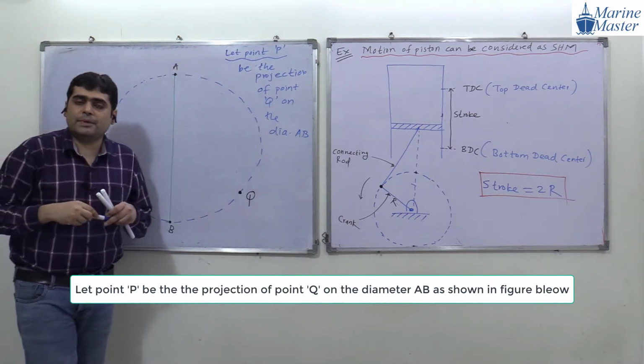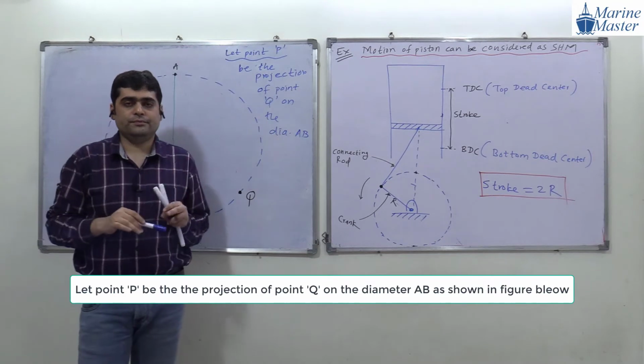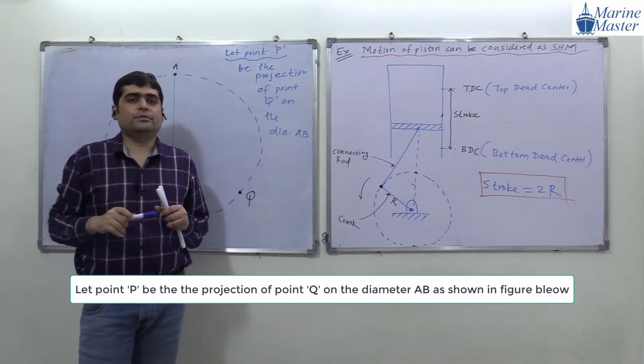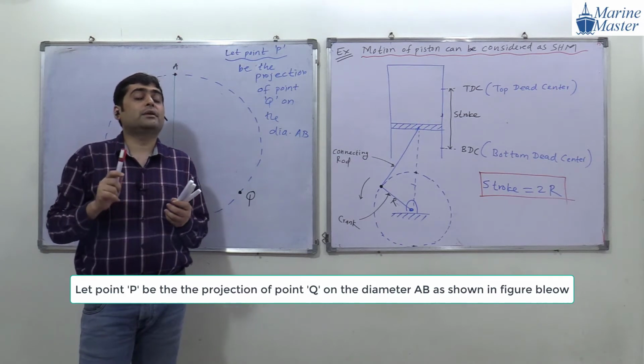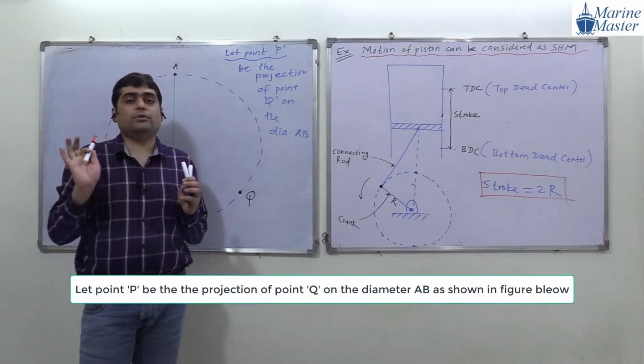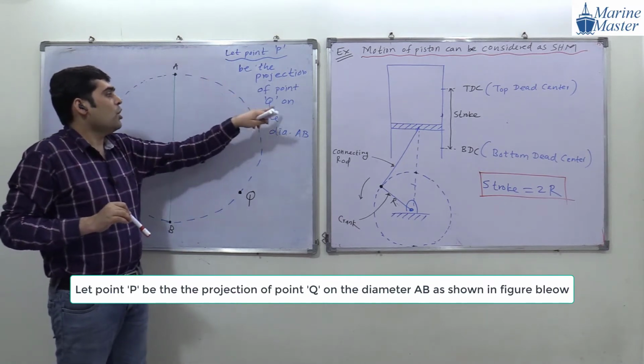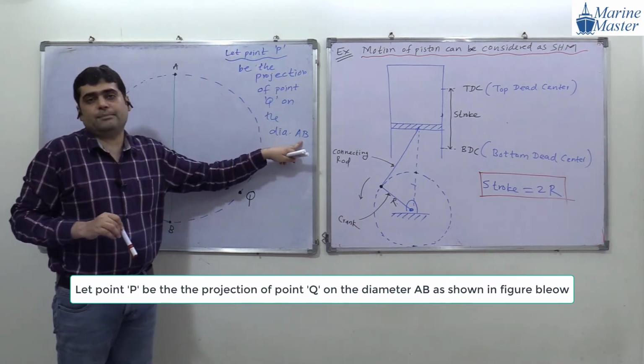On the diameter AB as shown in the figure below. Try to see the point here, everyone. Let point P be the projection of point Q on the diameter AB.